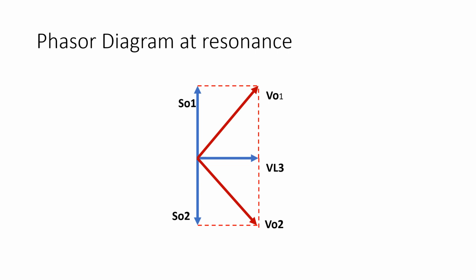In the phasor diagram, VL3 is the voltage across the RFC, that is of the carrier signal frequency obtained from the input. S01 and S02 are induced secondary voltages and they are equal and opposite of each other. The phase difference between VL3 and S01 is 90 degrees. V01 and V02 are the resultant voltages across R2 and R3 respectively.